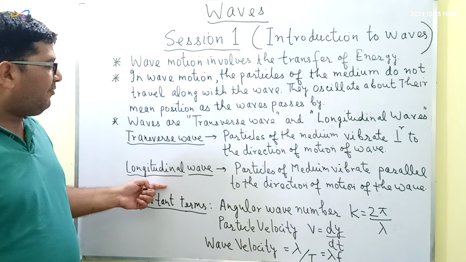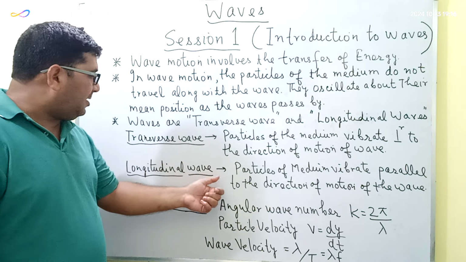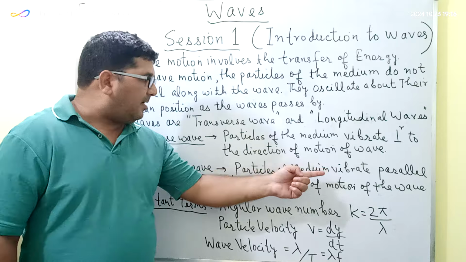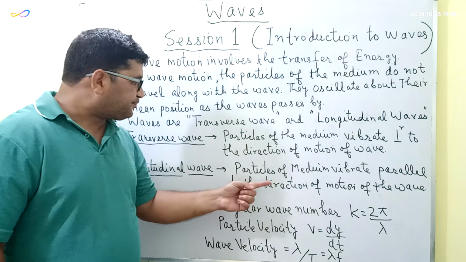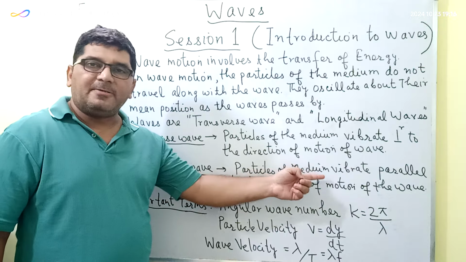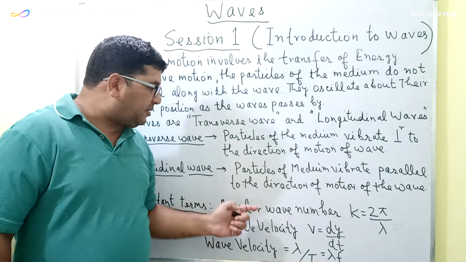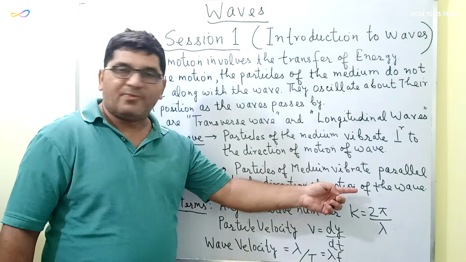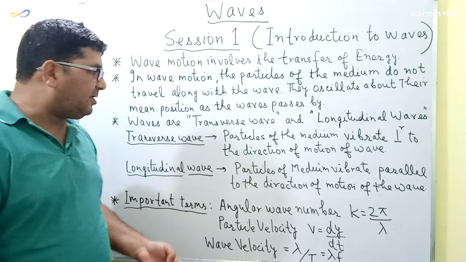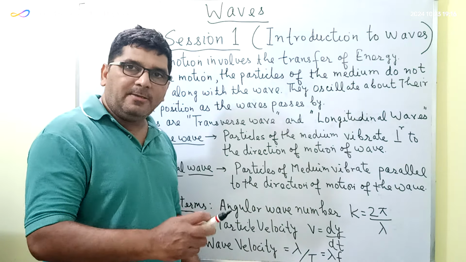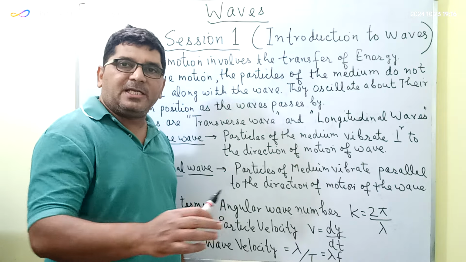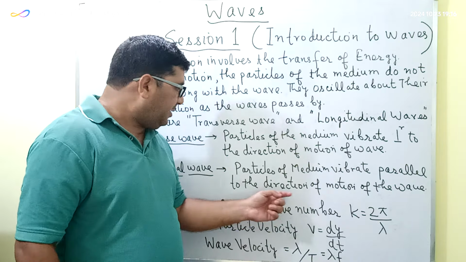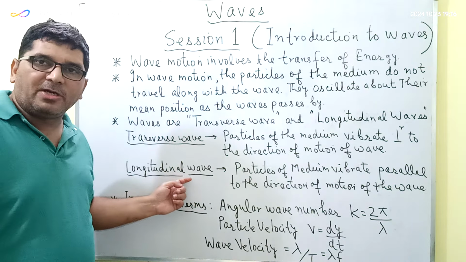Now, the longitudinal waves propagate through a medium, and in this case, the particles of the medium vibrate parallel to the direction of propagation of the wave. That is, when the particles of the medium are vibrating along the direction of motion of the wave, then the wave is called the longitudinal wave.